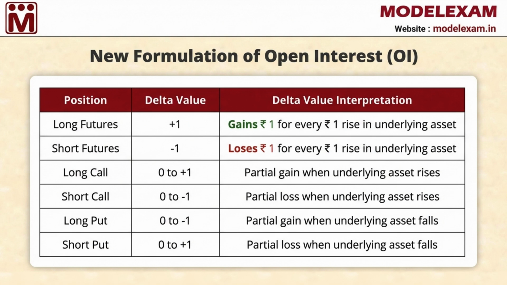Options are a bit different. A long call has a delta between 0 and +1, giving you a partial gain when the asset rises. A short call has a delta between 0 and -1, leading to a partial loss when the asset rises. For puts, a long put has a delta between 0 and -1 for a partial gain when the asset falls, while a short put has a delta between 0 and +1, leading to a partial loss when the asset falls.